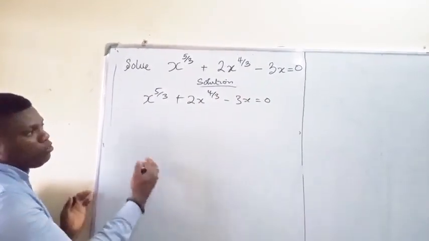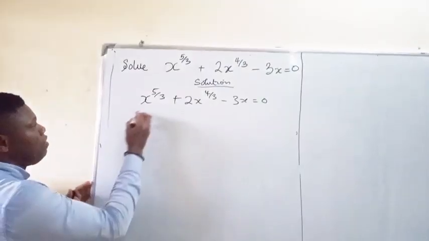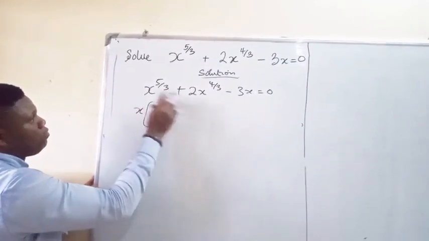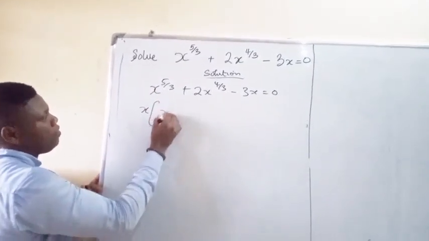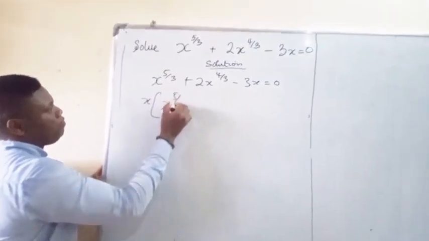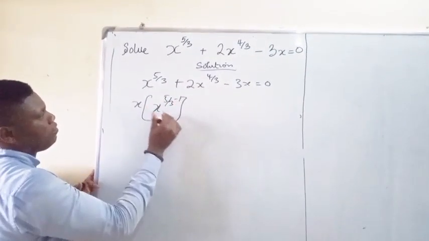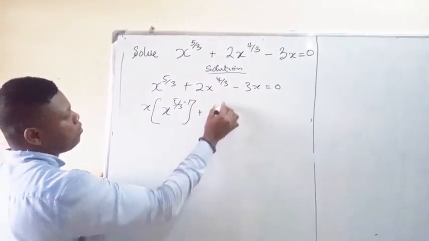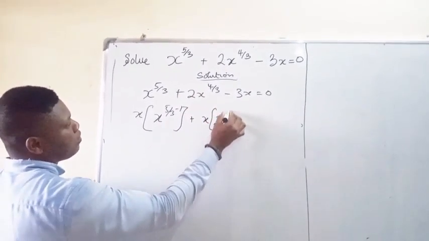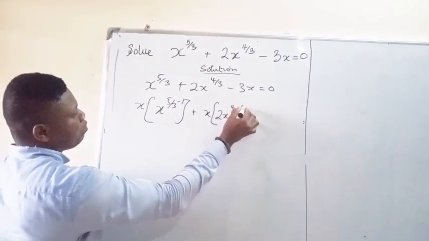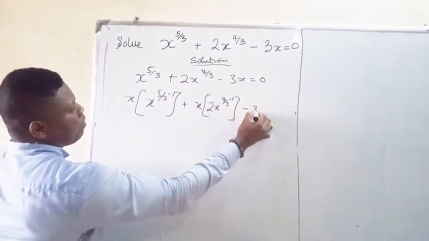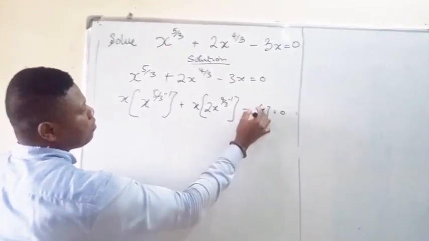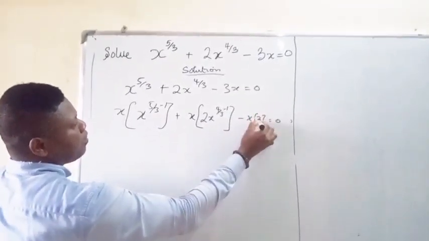So what I'm going to do is to factorize. If I factorize here, I'll bring out the common factor here, which is x. So I'll open it up. So we'll have x to the power of 5 upon 3 minus 1. That's for this. And let me also factorize this. x is common, so I'll have 2x raised to the power of 4 upon 3 minus 1. Then here I'll have 3x equals to, x out and 3 in.